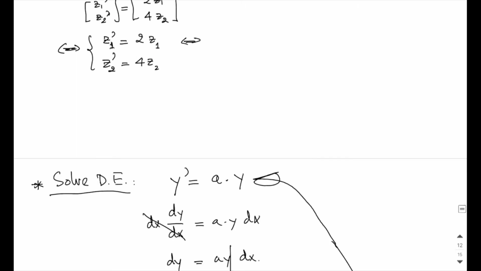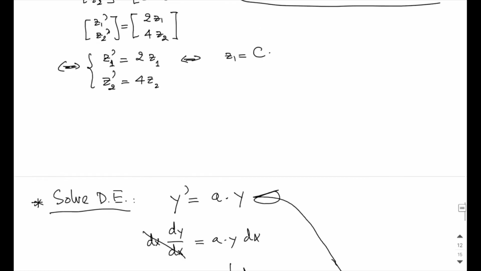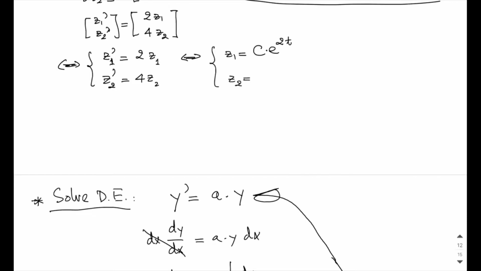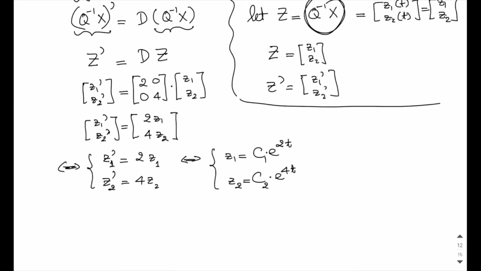This is equivalent with having Z1 equals some constant C times e to the 2t and Z2 some constant C times e to the 4t. Now we'll never know whether the constant here and the constant here are the same, so we should not use the same notation. We should use C1 and C2. So this implies that the vector function Z is actually just C1 e^2t, C2 e^4t.